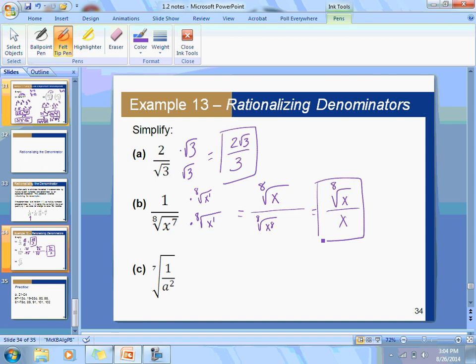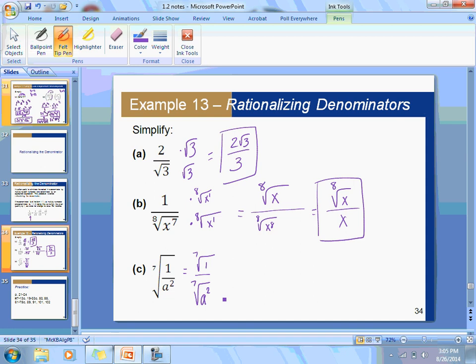Now for part C, very similar concept, except I have a big fraction now inside this radical. So my very first step is going to be to break this apart. I want the 7th root of 1 and the 7th root of a squared. Now the 7th root of 1 is just 1, so that really doesn't complicate things too much. But in my denominator, I can't have that 7th root. I got to get rid of it.